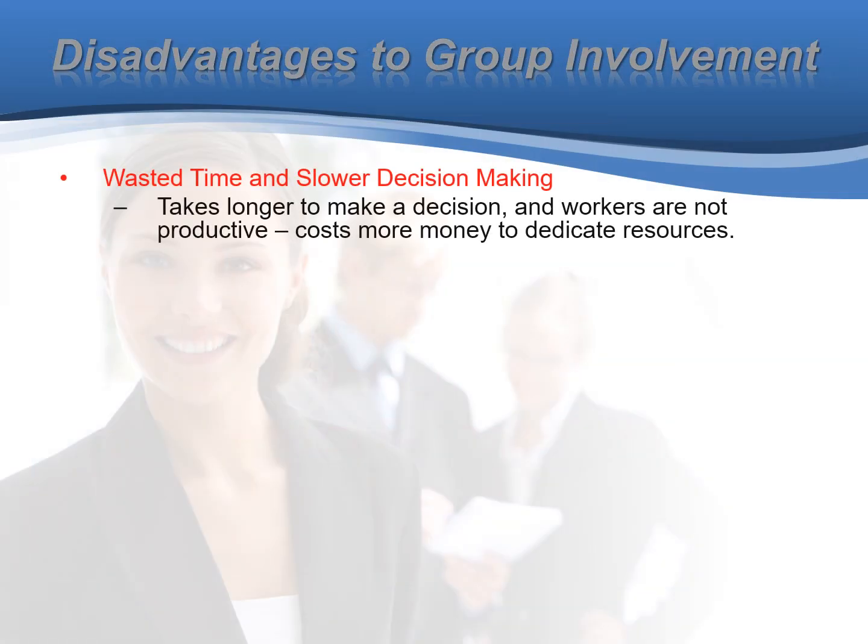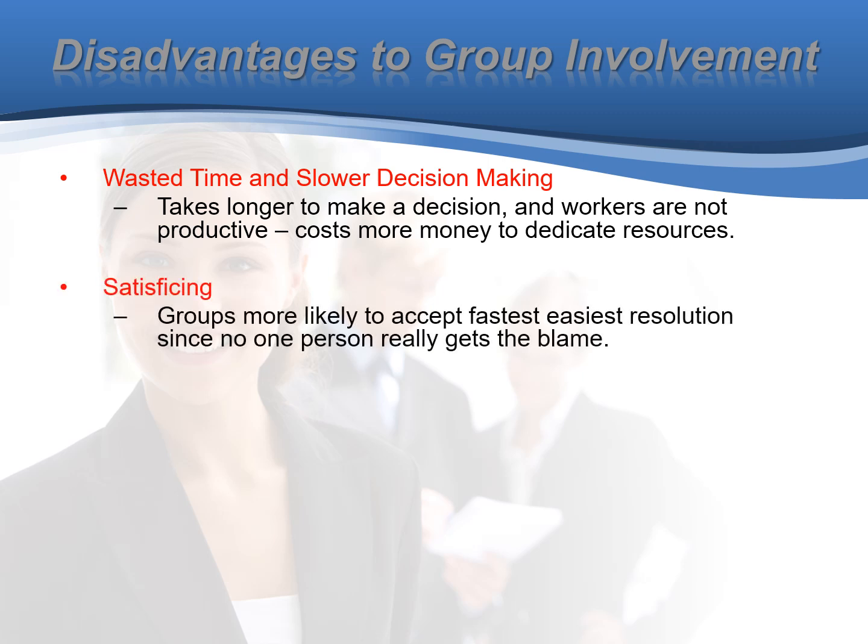So, wasted time and slower decision making: it takes longer to make a decision, workers are not productive, and it costs more money to dedicate resources over time. Satisficing is when groups are more likely to accept the fastest, easiest resolution, since nobody's really going to get the blame anyway.